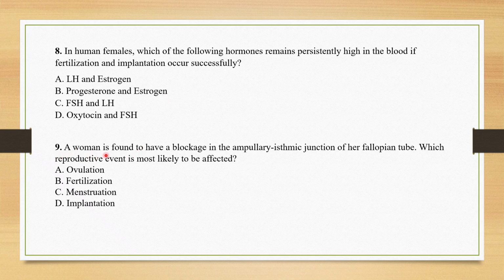Question 9. A woman is found to have a blockage in the ampullary-isthmic junction of her fallopian tube. So you all know ampullary-isthmic junction is the site for fertilization in human beings. Which reproductive event is most likely to be affected? So obviously the right answer will be option B, that is fertilization.